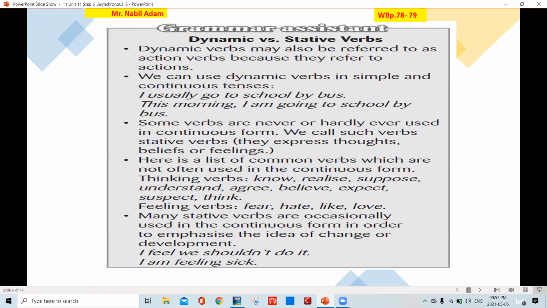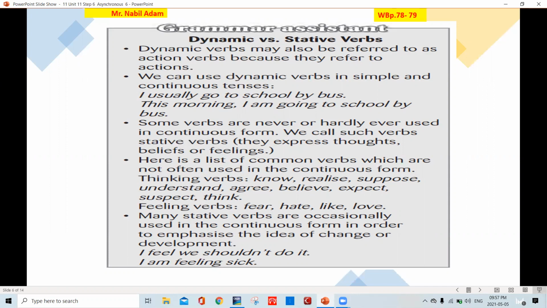Again, this is the grammar assistant book in your workbook. It gives you some instructions on how to use dynamic and stative verbs and gives you other examples. Dynamic verbs may also be referred to as action verbs because they refer to actions. We can use dynamic verbs in simple and continuous tenses. For example, I usually go to school by bus. This morning, I am going to school by bus.